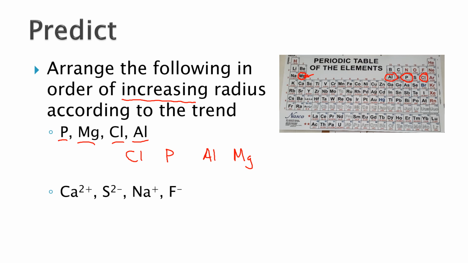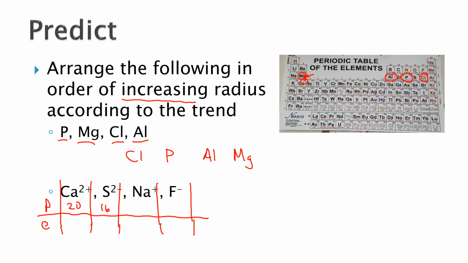All right, for ions, I find it's a good idea to make a little chart to keep track of what we have here, because there can be some similarities that make it difficult to make the call. So I like making a little chart to show the number of protons and electrons that we're dealing with, and then we can make the call as to which one will be bigger and smaller. Okay, so for protons, we know that calcium has 20. We just use the atomic number there. Sulfur has 16, sodium has 11, and fluorine has 9. And then let's see the number of electrons. Calcium is going to lose 2 and have 18. Sulfur is going to gain 2 and have 18. Sodium is going to lose 1 and have 10. Fluorine is going to gain 1 and also have 10.